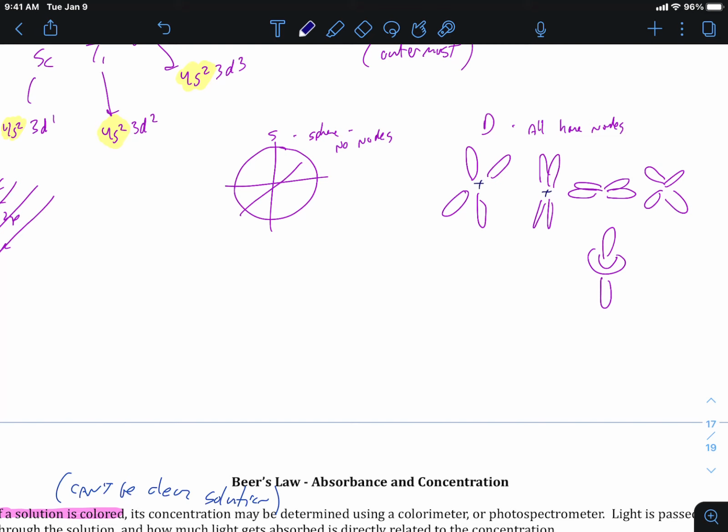So if the nucleus is at the node in a D subshell, there's a limitation as to how close D electrons can get to the nucleus because of that node, right? They can only get so close. So D electrons don't get close to the nucleus due to the waveform nodes.